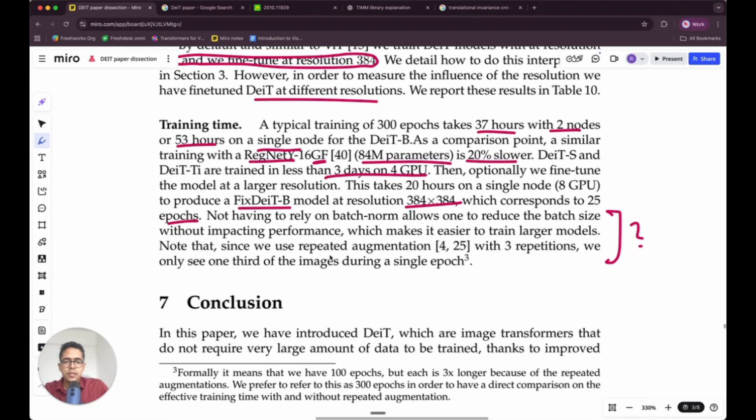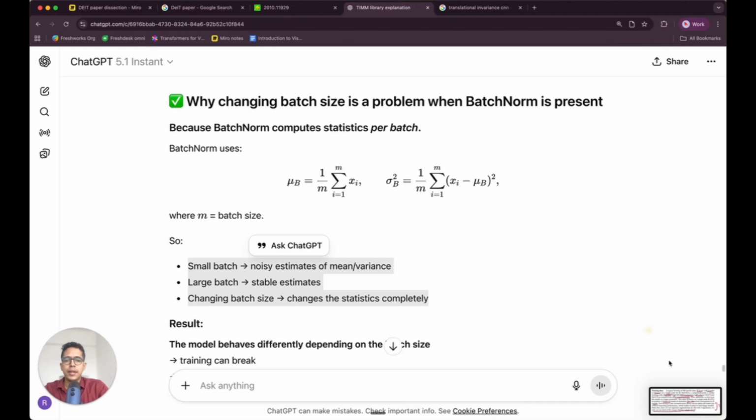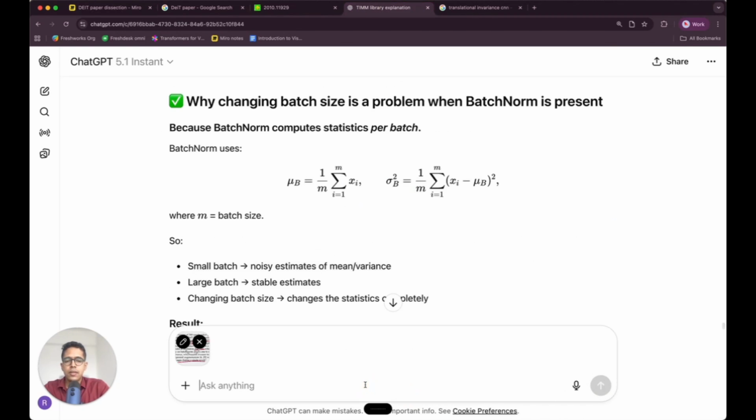Note that since we use repeated augmentation with 3 repetitions, we only see 1/3 of images during a single epoch. Okay, that makes sense, if you have 3 augmentations for each image. Oh, is it? Why is that? I thought in one epoch you go through the entire data set, right? Isn't it the case that in one epoch you go through the entire data set? So how come for one epoch you're only seeing 1/3 of your images here?